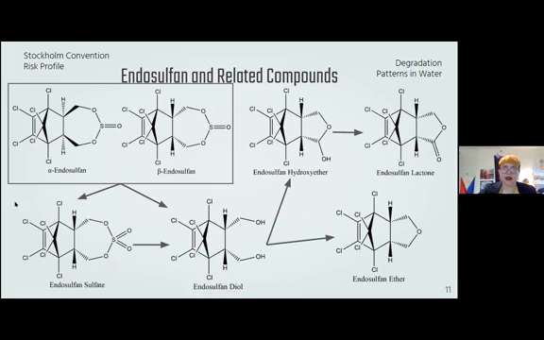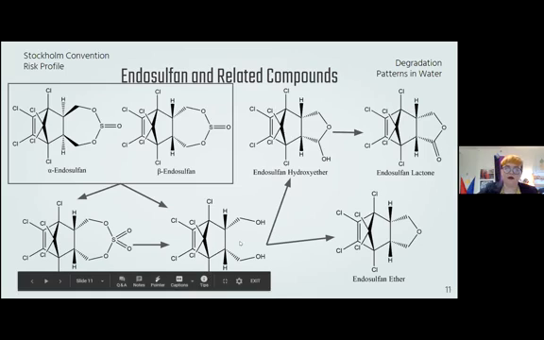So beta endosulfan degrades into endosulfan sulfate, which is the very first one at the bottom left, where you get an extra oxygen double bond on the sulfur. Both endosulfan sulfate and the base endosulfan can degrade into endosulfan diol, where you get 2 alcohol groups right here.